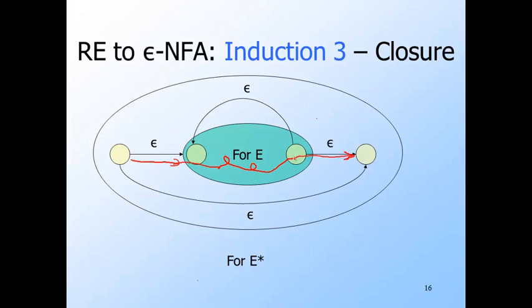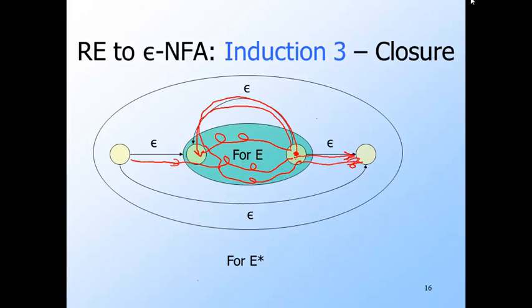Or we have another option. We can go from the old final state back to the old start state, maybe take another path to there. Now we have a path that has a label that is the concatenation of two strings from the language of E. And we can go back again, take another path, and the label of that path would now be a concatenation of three strings from E, and so on. We can do this as many times as we like, but then finally we go off to the new final state, and we are done.